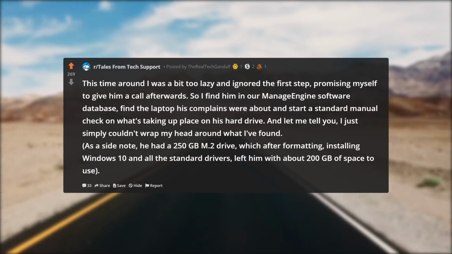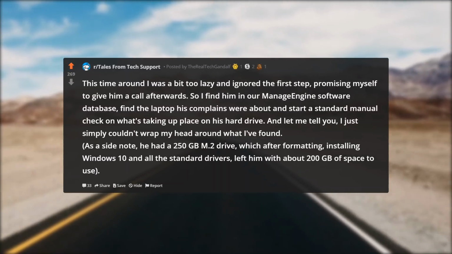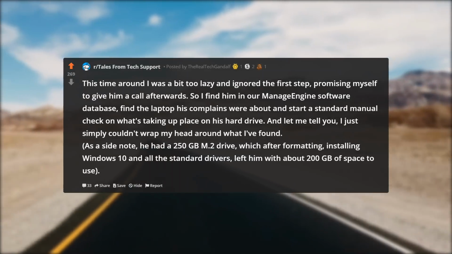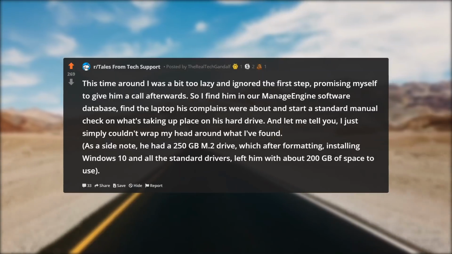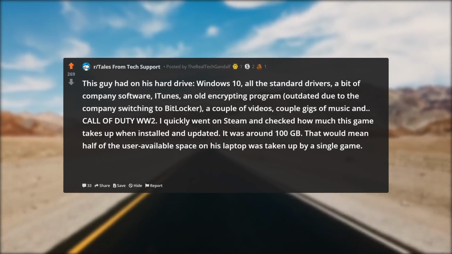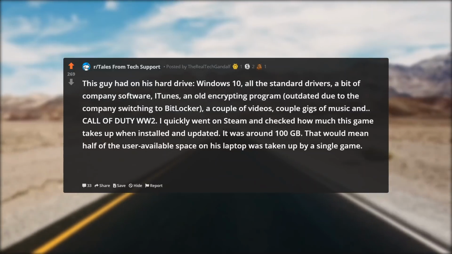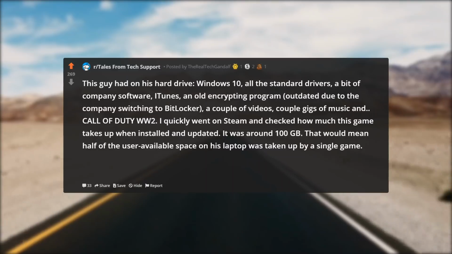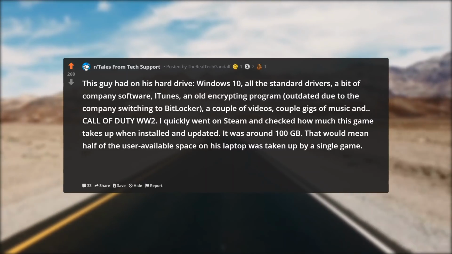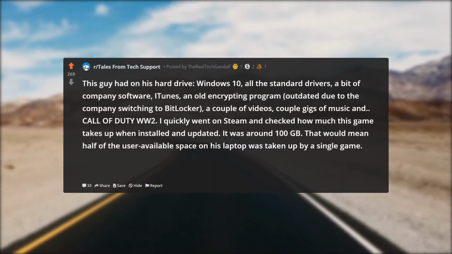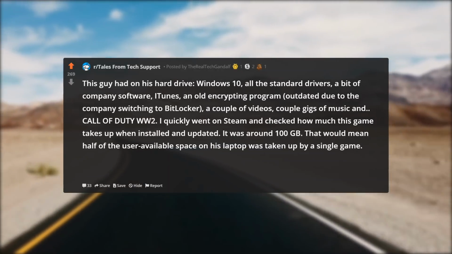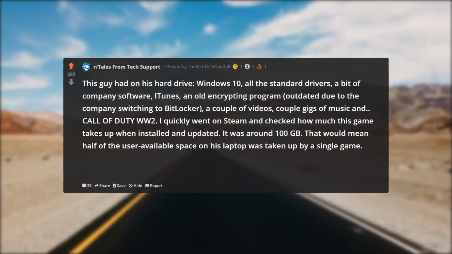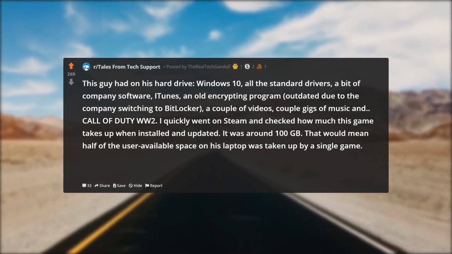As a side note, he had a 250 GB M.2 drive, which after formatting, installing Windows 10, and all the standard drivers, left him with about 200 GB of space to use. This guy had on his hard drive Windows 10, all the standard drivers, a bit of company software, iTunes, an old encrypting program, outdated due to the company switching to BitLocker, a couple of videos, a couple gigs of music and Call of Duty WW2. I quickly went on Steam and checked how much this game takes up when installed and updated. It was around 100 gigabytes.